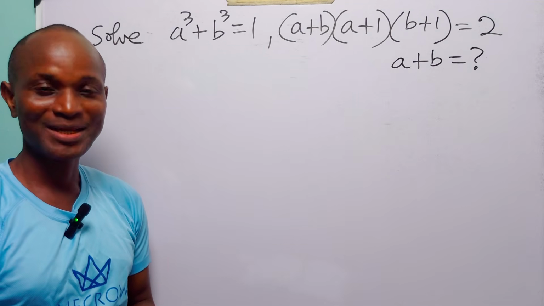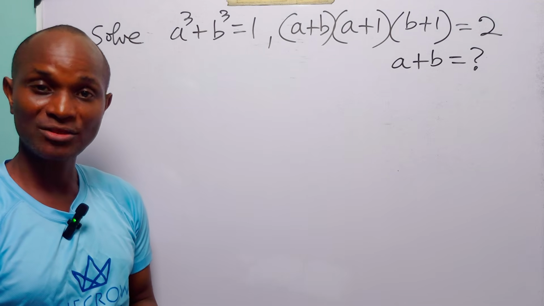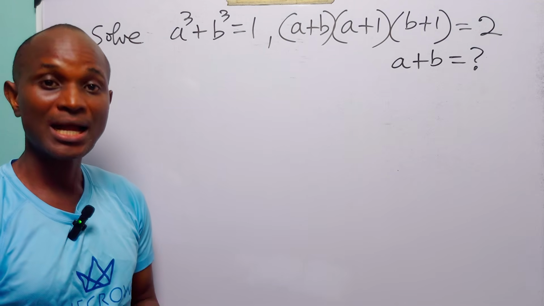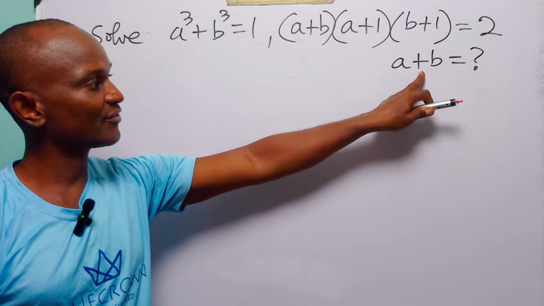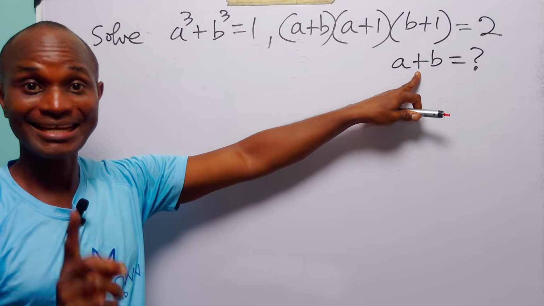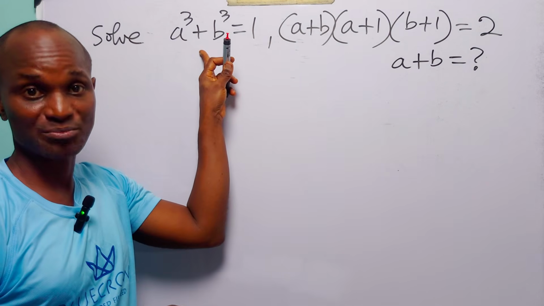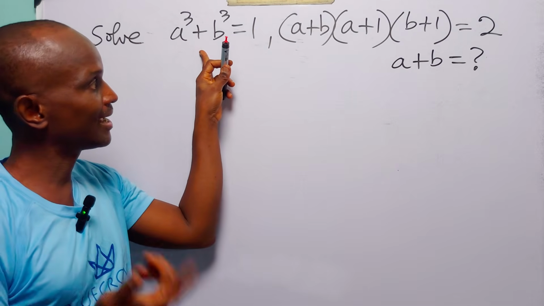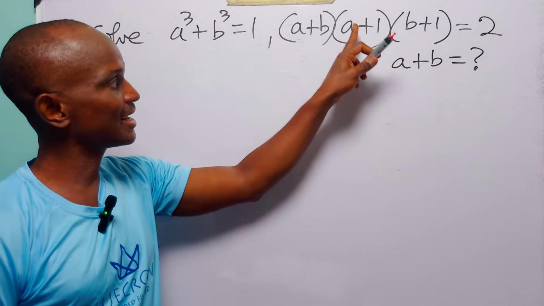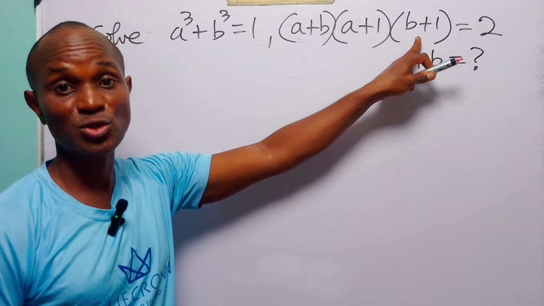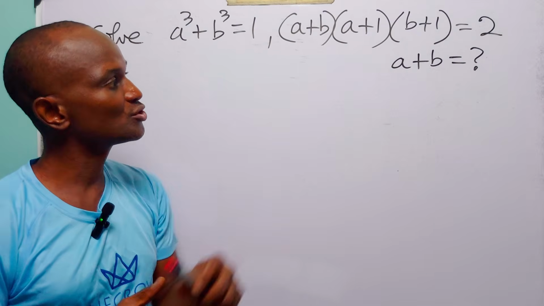Hello and welcome. In this math tutorial, we have a Math Olympiad problem from Brazil, and our task is to find the value of a plus b, given that a cubed plus b cubed is equal to 1, and a plus b times a plus 1 times b plus 1 is equal to 2.